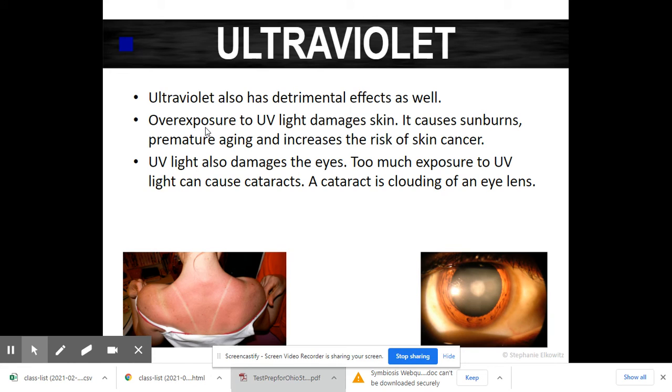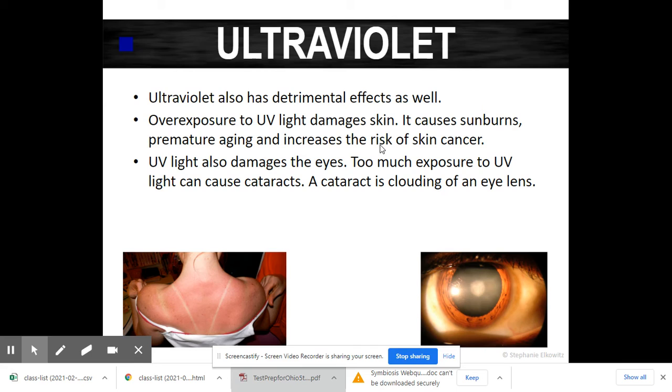Overexposure, so laying out in the sun too much or not wearing sunscreen, can damage our skin. Maybe sunburn, burns, some aging, make your skin a little wrinkled, and can cause skin cancer. It can also damage our eyes.